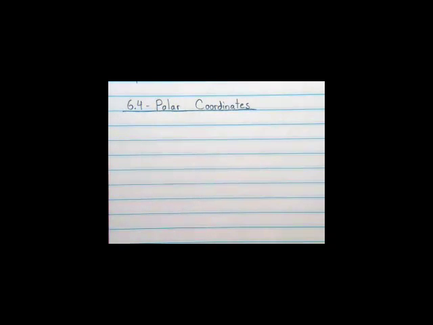Sure whether polar coordinates. See what I did there? No? Okay. So polar coordinates. We talked about how you do rectangular coordinates. We've talked about how you do polar coordinates. So what's the connection? If I have a point that's in one form, how do I get it to the other?